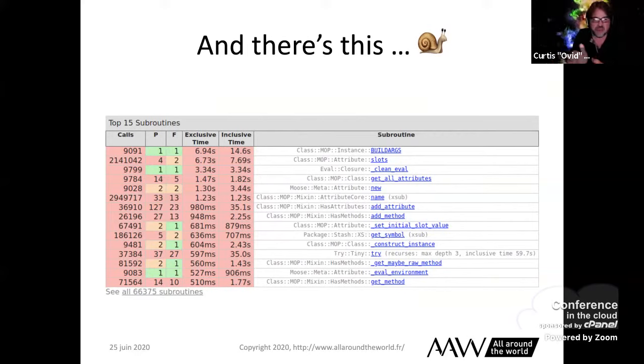And then there's this mess. This is an NYTProf of where I was trying to debug some performance problems for one of my clients. And virtually everything here was related to the MOP in Moose. This is terrible. OO systems in Perl tend to be slow.